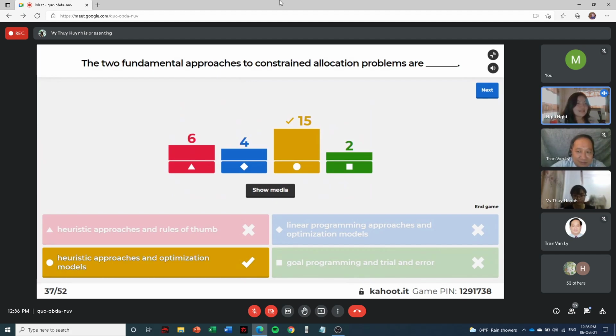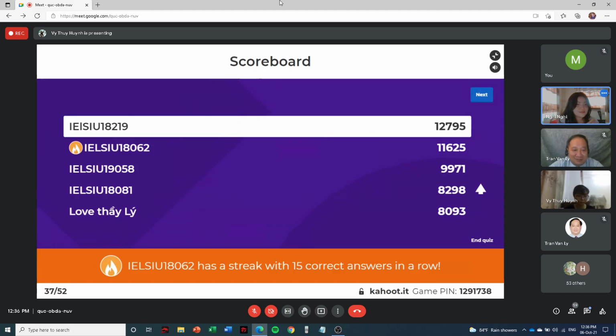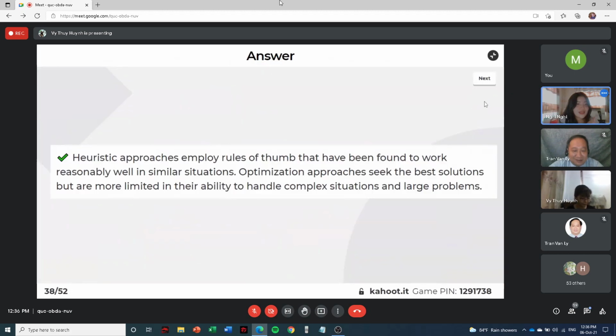So the right answer is heuristic approaches and optimization. Okay. So heuristic approaches employ rules of thumb that have been found to work reasonably well in similar situations. Optimization approaches seek the best solutions but are more limited in their ability to handle complex situations and large problems.